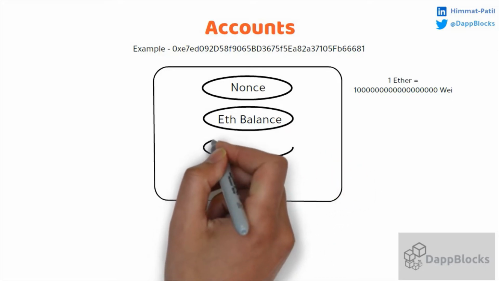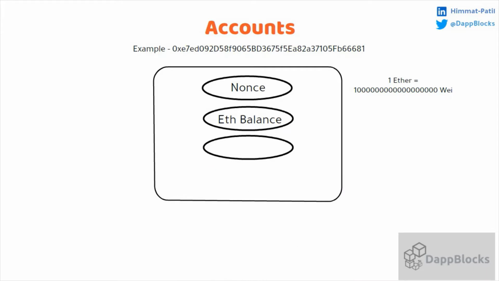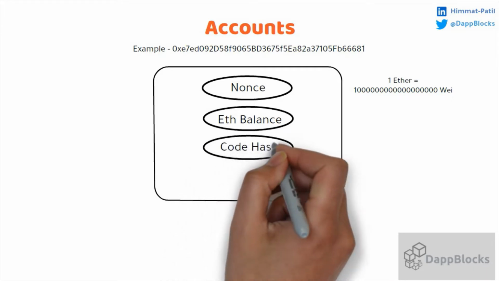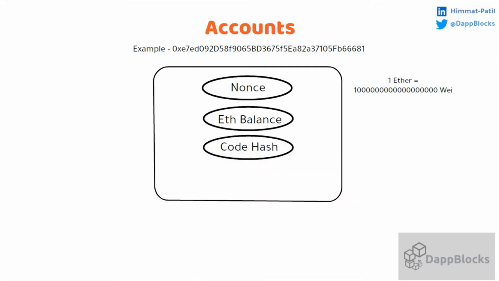Third, contract code or code hash. This refers to the code of an account on the Ethereum Virtual Machine. This EVM code gets executed if the account gets a message call. It is immutable, hence once deployed it cannot be changed.